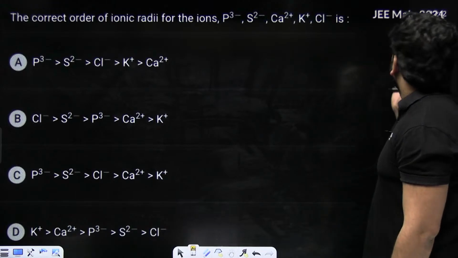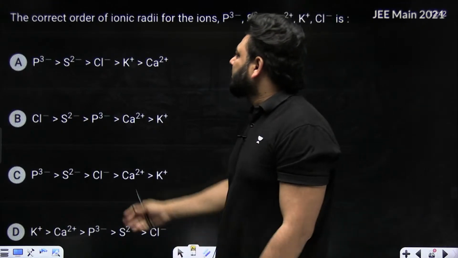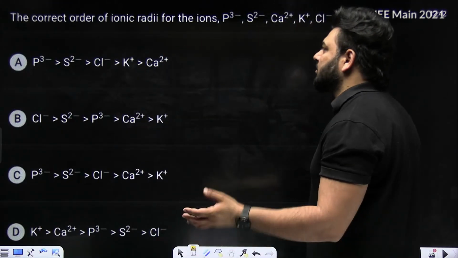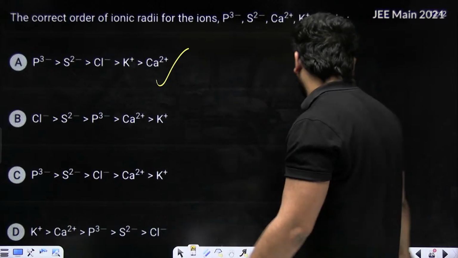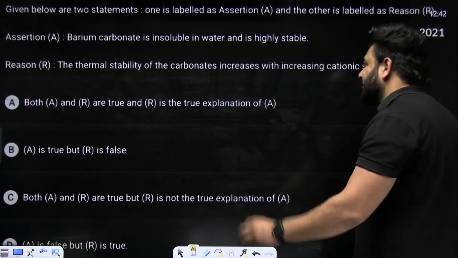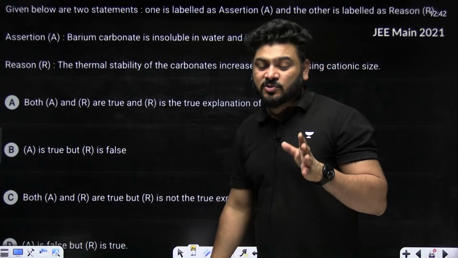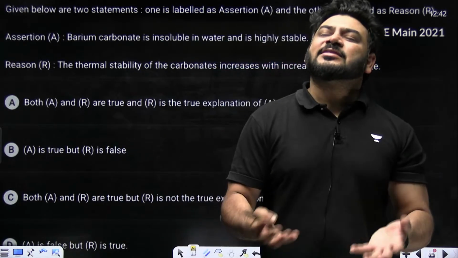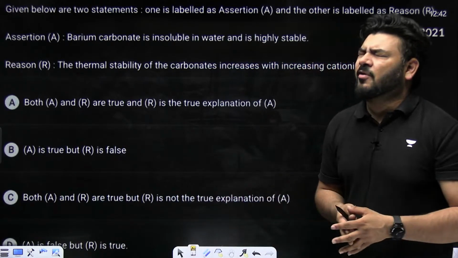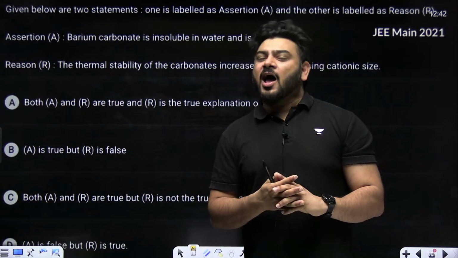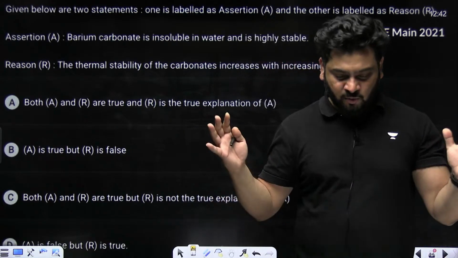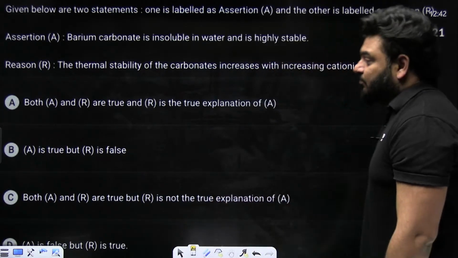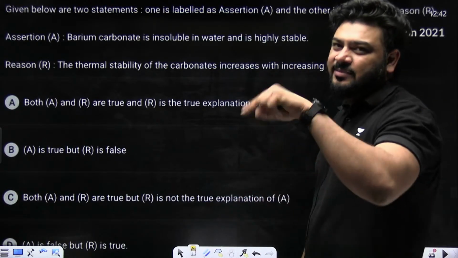Then in 2021 this question came, exactly a similar question. Phosphide will have the highest, and I think this is correct here. Very simple questions have been asked here. The same concept has been used: radius is inversely proportional to Z, your atomic number. Higher is the atomic number, higher is the Z effective, and smaller will be the size. The electrons are the same, so they will experience the same sigma.